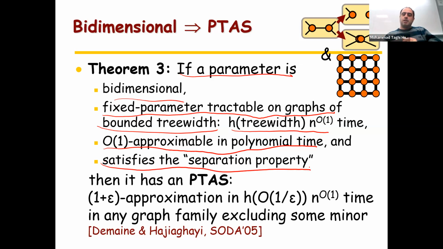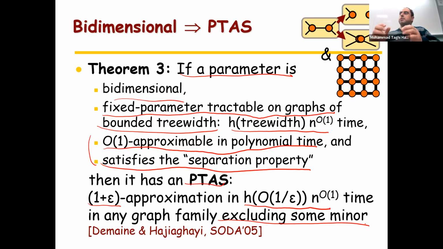So essentially, the conditions are very similar to the previous ones. We have the bidimensionality and fixed parameter tractable, and these two other things: it should be order one, as I mentioned, though in lots of cases order log n is enough, and then it should satisfy this separation property. Then this problem has a PTAS, which essentially means 1 plus epsilon approximation for any epsilon greater than 0 in time h of 1 over epsilon n to the order 1, in any graph family excluding some minor.